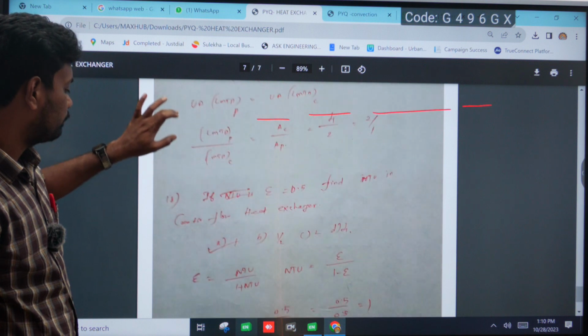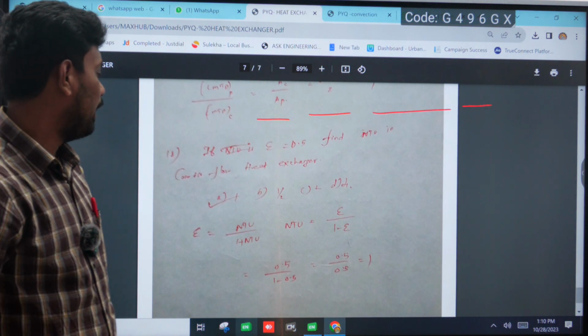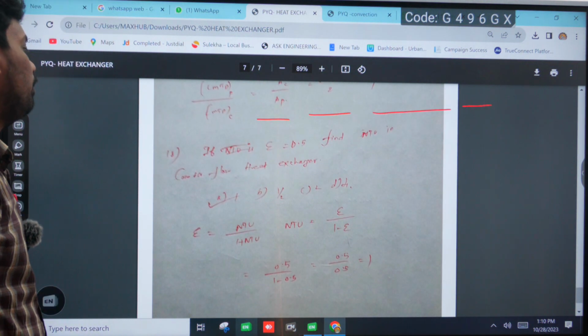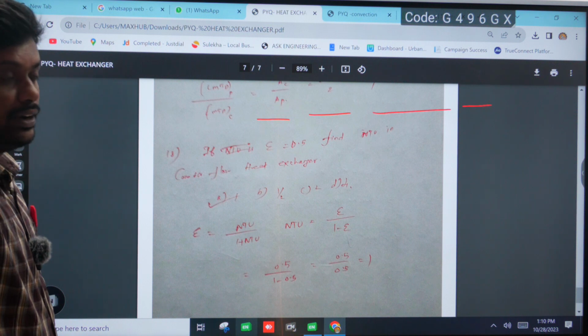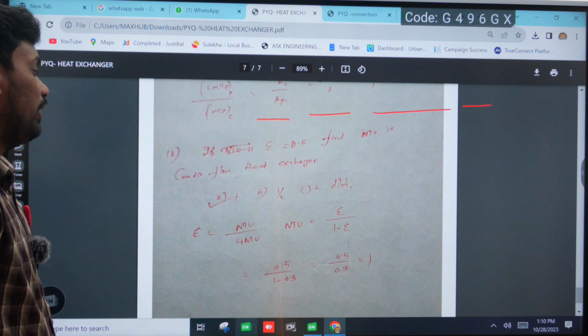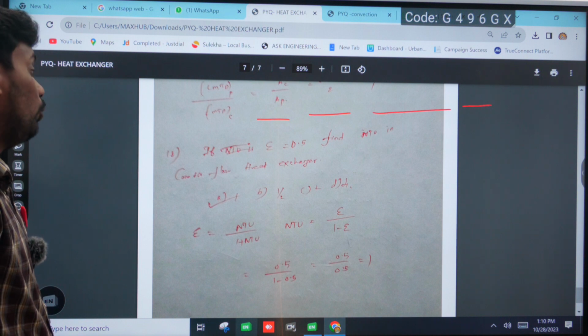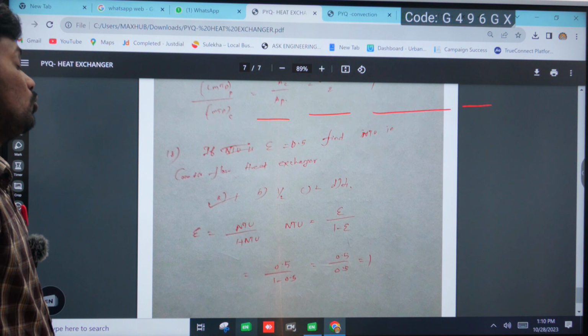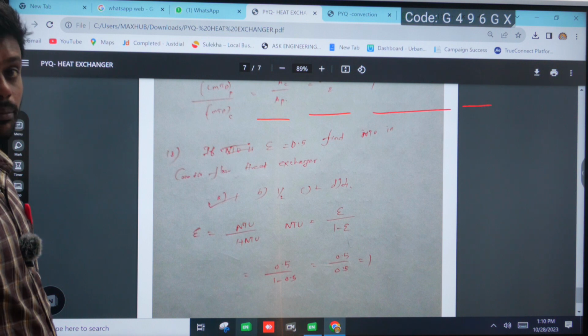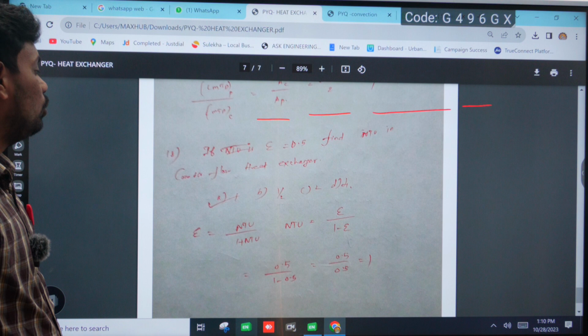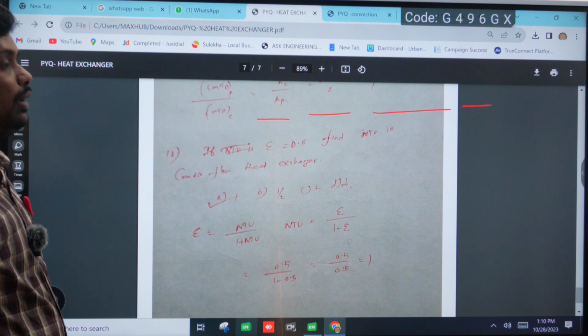Okay. Next, if effectiveness is equal to 0.5, find NTU in the counterflow heat exchanger. As we have discussed already, if they give you the effectiveness, then you can find it using this formula. Effectiveness is equal to NTU by 1 plus NTU, but here they have given the effectiveness. So solving for NTU, you get NTU equal to effectiveness over 1 minus effectiveness. If you substitute the effectiveness value in the equation, you will get the NTU of the heat exchanger.